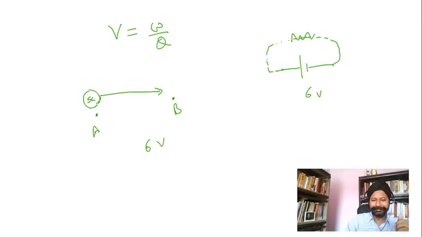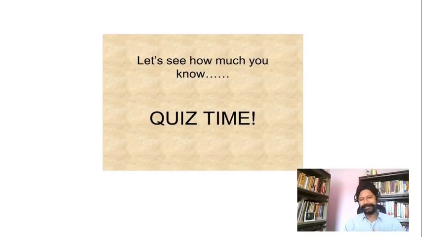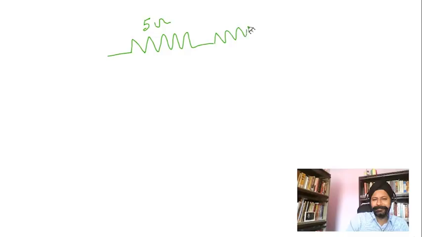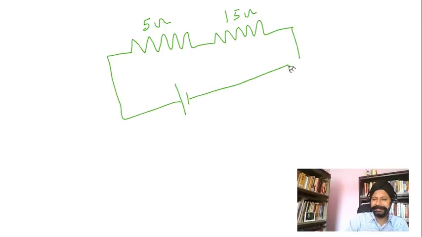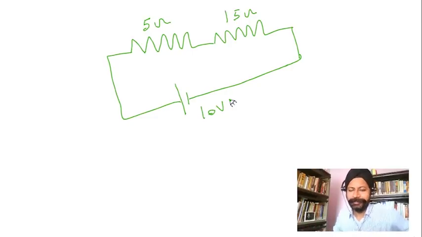Come on, let's see how much you know now. 5 ohms, 15 ohms. Find the equivalent resistance of the circuit. You have to find the equivalent resistance of the circuit. First identify whether this is series or parallel.